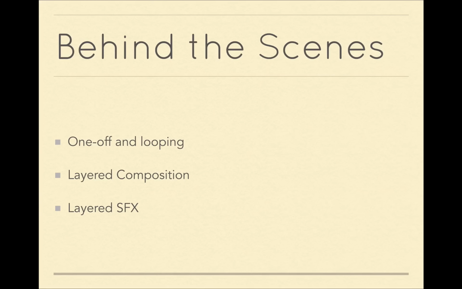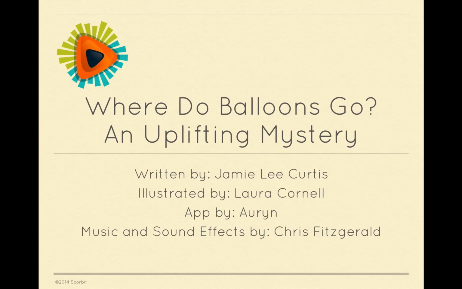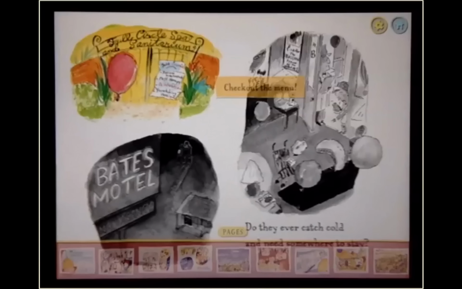And then we'll also look at creating a more complex sound effect asset by layering multiple sounds together. So the app project that we're going to take a look at is called Where Do Balloons Go? An Uplifting Mystery. This was a really fun project to work on. It's a children's storybook that got turned into an app, and it was written by actress Jamie Lee Curtis, illustrated by Laura Cornell, made by the company Aran that puts out really great stuff. They're out in LA. And then I did all the music and sound effects for this app.